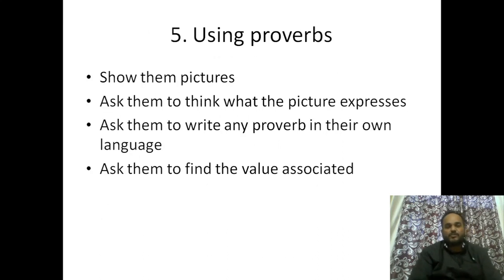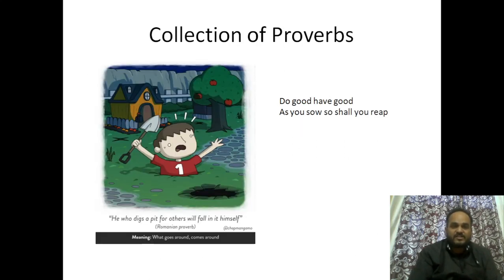Then using proverbs also, we can tell our students to make a collection of 10 to 20 proverbs having some good message. But first of all, we'll have to show them the picture. Then we'll have to ask them to think what the picture expresses. They will have to write any proverb in their own language and find the value associated. Here you can see, he who digs a pit for others will fall in it himself. It's a Romanian proverb, which means that what goes around comes around. The student will say, okay, so we'll have to do good and have good.